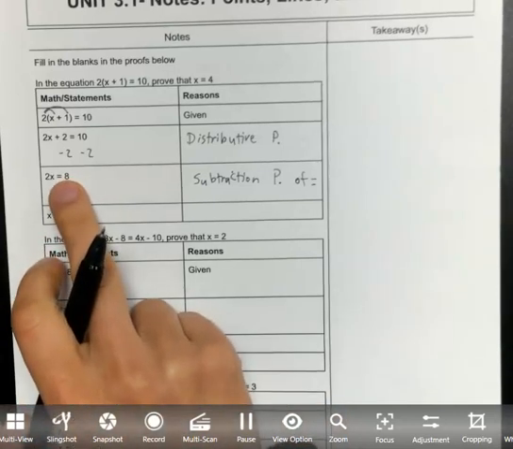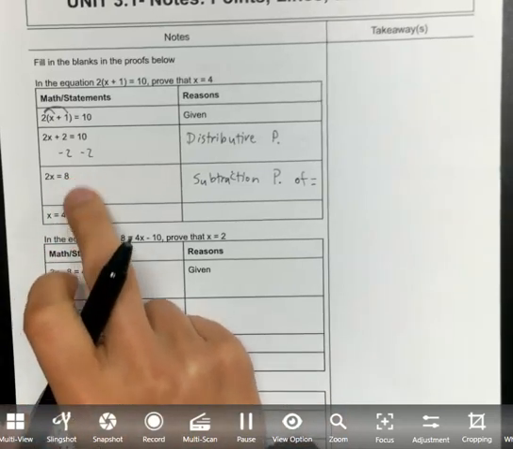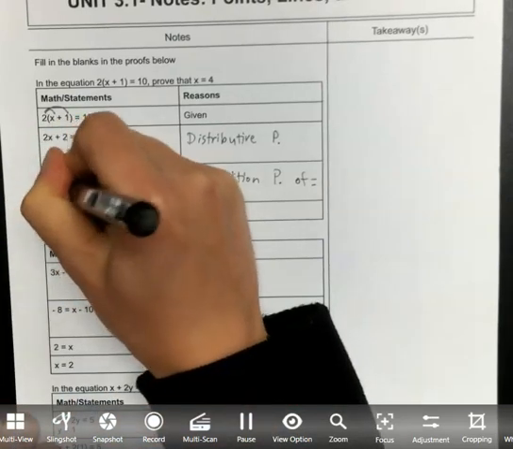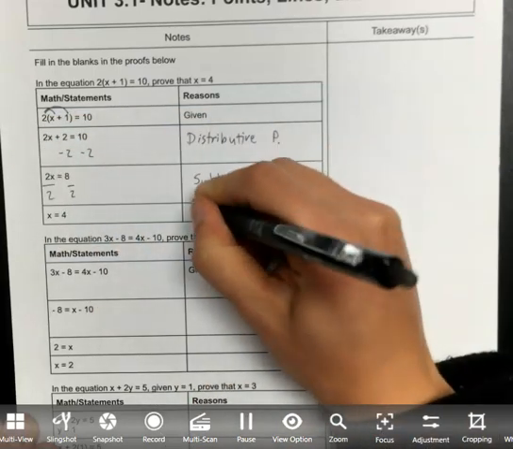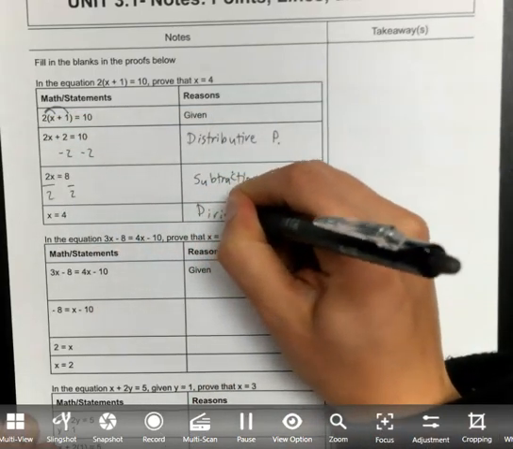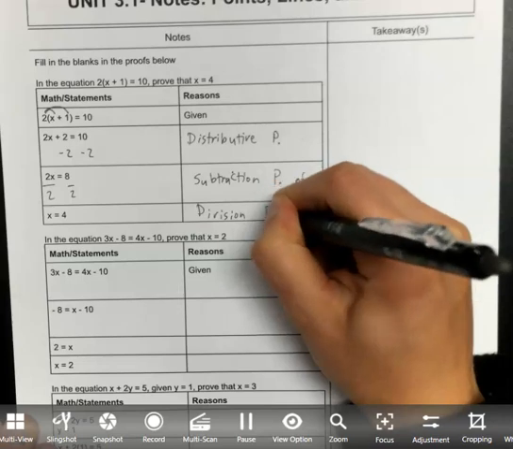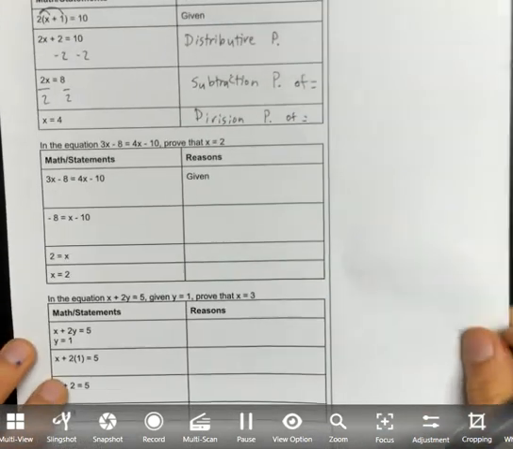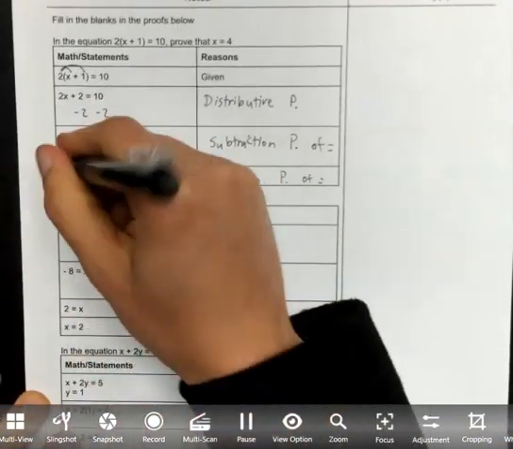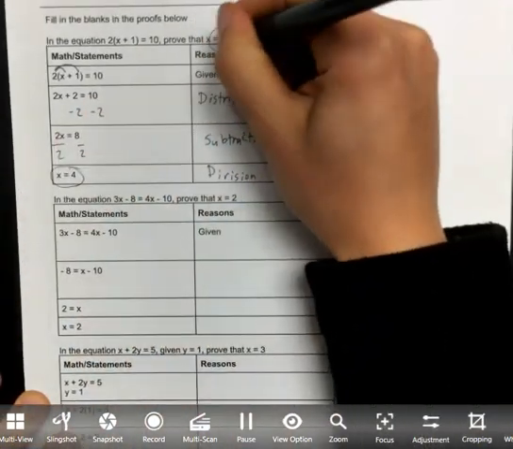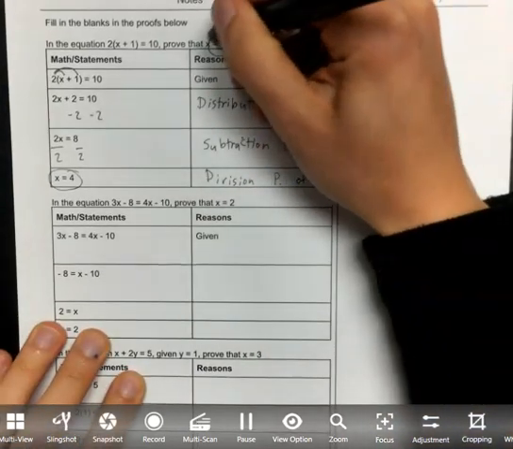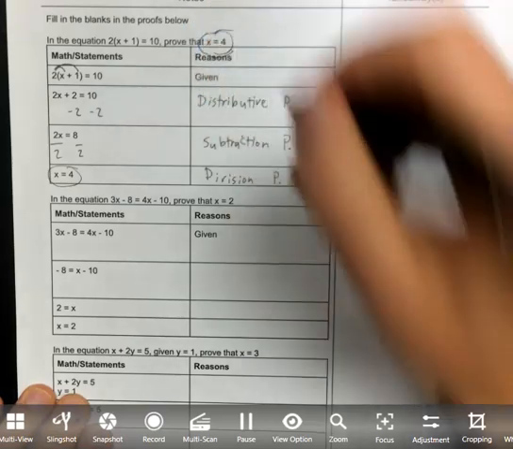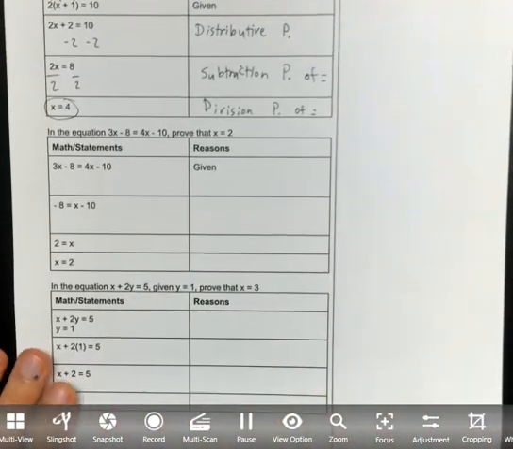All right, next. How do you get x by itself? What do you do next? Well, what did this person do to get from here to here? They divided by 2 on both sides. Division property. Okay. All right, moving on to this one. Oh, last thing. Make sure that this is the same thing as this. If it looks different in any way, then you have more steps to do. Okay?